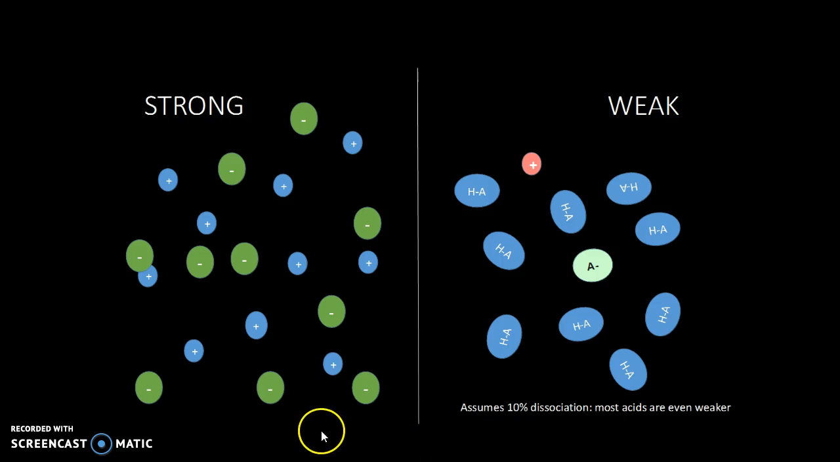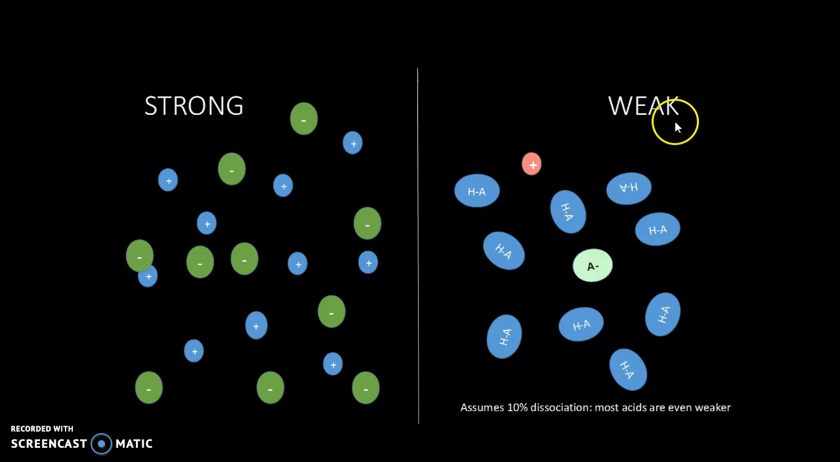On the left, we see that a strong acid, like hydrochloric or nitric, has broken up into positive hydrogen ions, and a negative ion like nitrate or chloride, bromide, perhaps hydrogen sulfate. And these breakups have been 100%. There's no molecules left in solution. You can't see anything that is still put together.